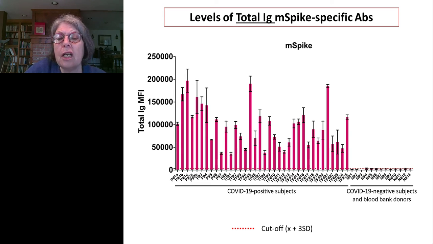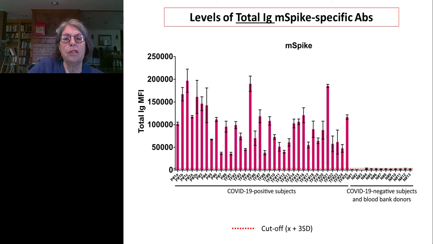On the right-hand side, you can see that there's very, very little reactivity, just background activity, defined by the negative specimens that we tested, many of which came from the blood bank. And the dotted line that is hard to see because it is so close to the baseline is the cutoff, which is based on the mean plus 3 standard deviations of the negative specimens that we run in each experiment.